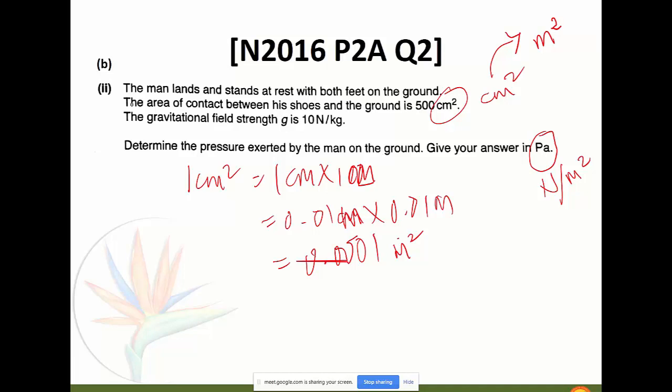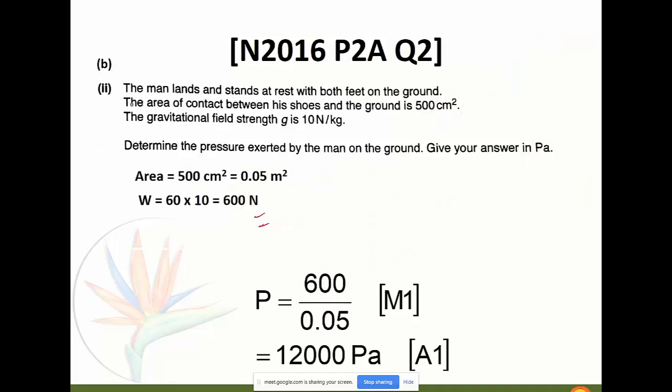Next time I will show you the answer. Then weight 600 Newton. Then for 500 cm square, you get 0.05 meter square. See whether you can get it working, a shortcut a bit. Then only then you can get your 12,000 Pascal, or 12,000 Newton per meter square.